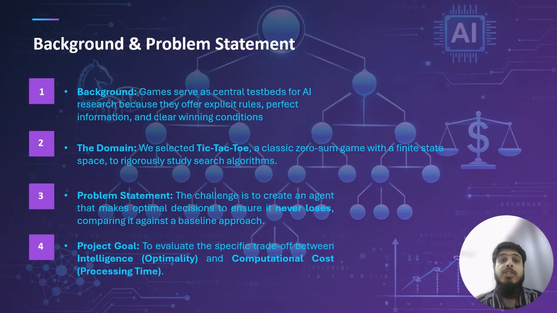Creating an agent that makes optimal decisions and never loses, and compare it against a baseline approach. Finally, the project goal is to measure the trade-off between intelligence, that is how optimal a policy is, and computational cost, expressed as processing or decision time. In other words, can we get perfect play without excessive runtime?